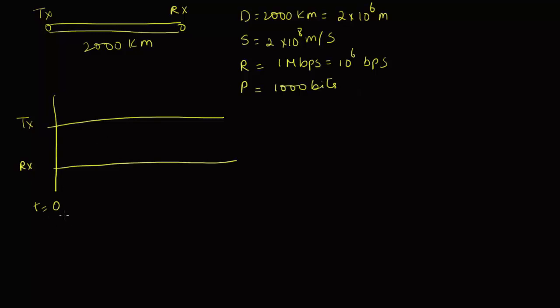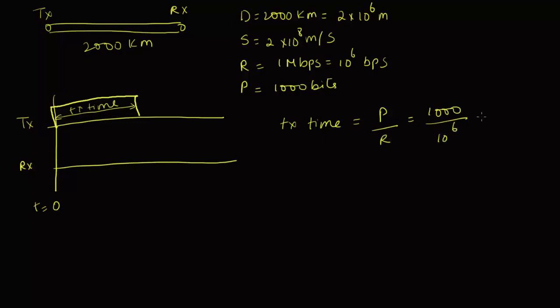Starting at time t equals 0, the transmitter starts to put the bits into the media. So it's going to take some time to finish the transmission of the packet. So this is called the transmission time. Now this transmission time, as given by the formula, is equal to P by R, that is equal to 1000 over 10 to the power of 6. This is nothing but 1 millisecond.